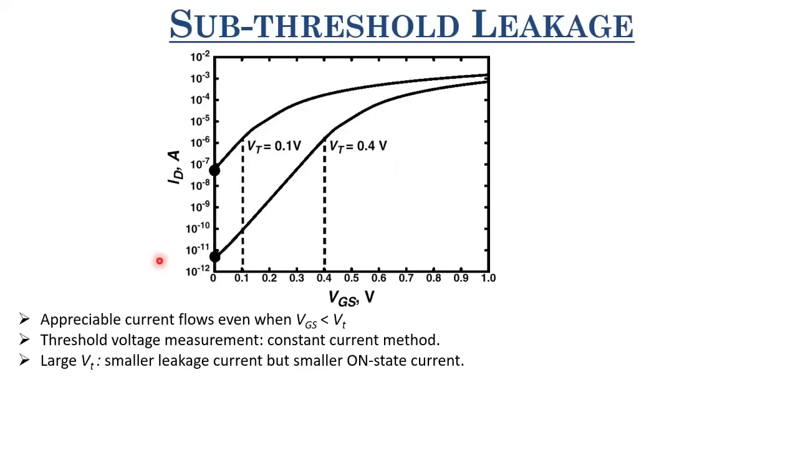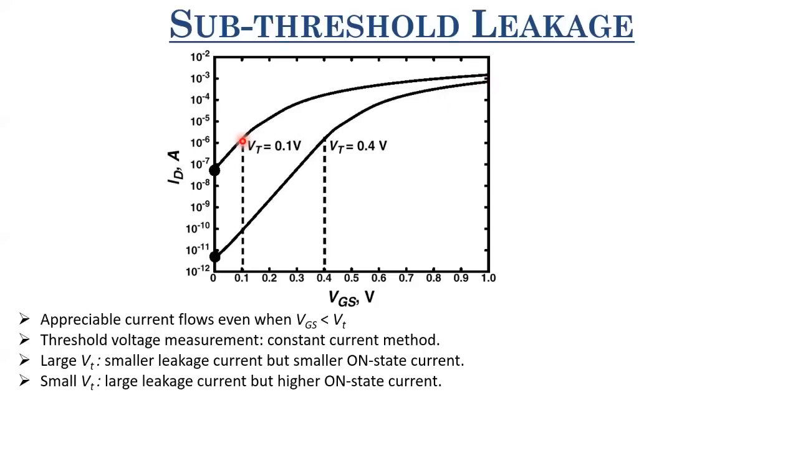And as I told you, large VT means small leakage, right? At 0 volts, you have small leakage, currents in picoamps. But that also means small on-state current. Why? Because in the on-state, the current depends upon VGS minus VT. So VGS remains the same, 1 volt, but VT is large, so your on current is smaller.